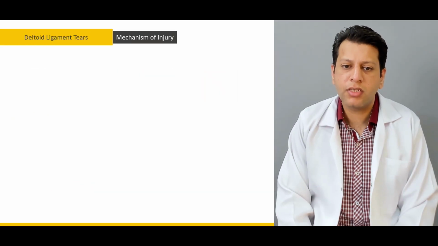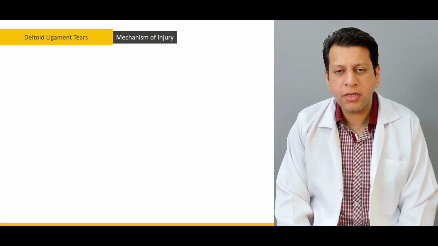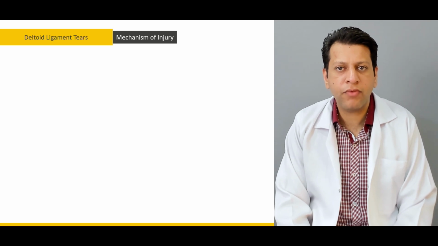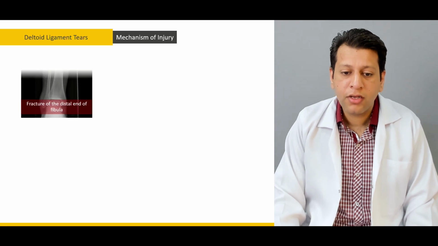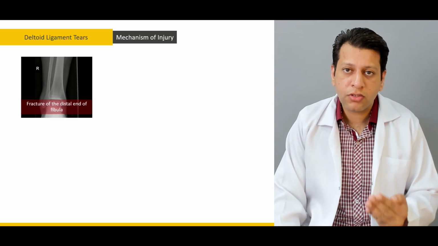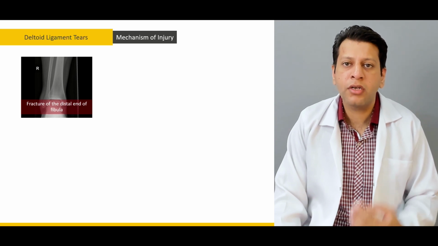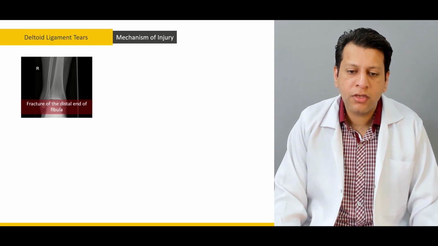Now moving on to deltoid ligament tears. As you know, the deltoid ligament is present on the medial side of the ankle, and it's the most important restraint to valgus movement of the talus. There are two parts, the superficial and the deep part. The superficial part usually crosses both the ankle joint as well as the subtalar joint, while the deep part, which is the most important, crosses only the ankle joint.